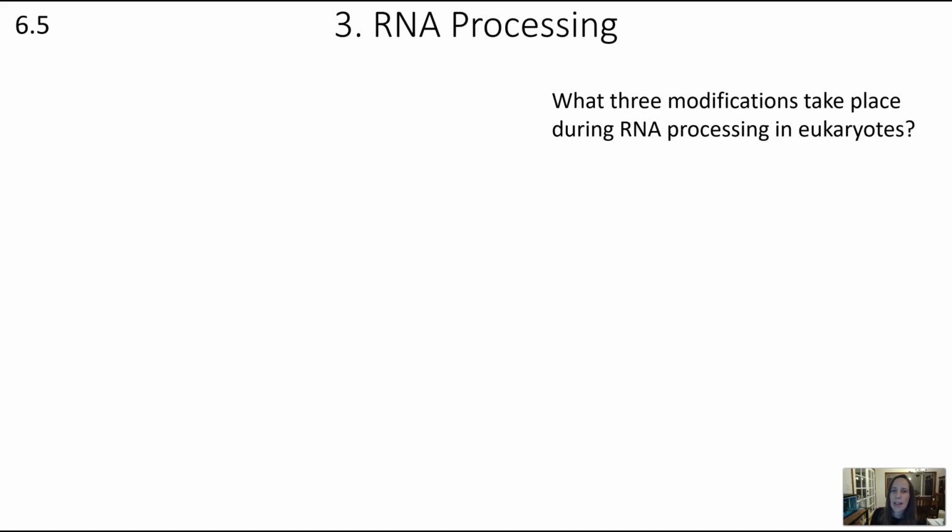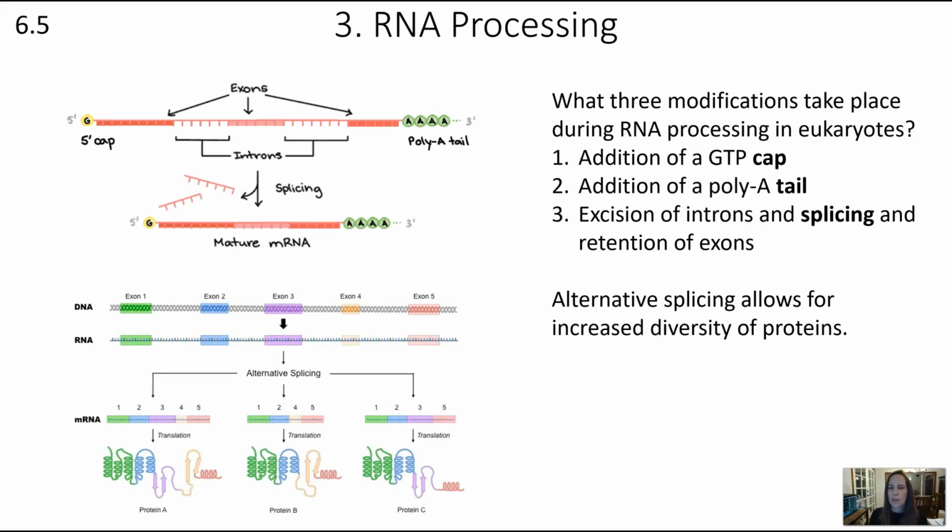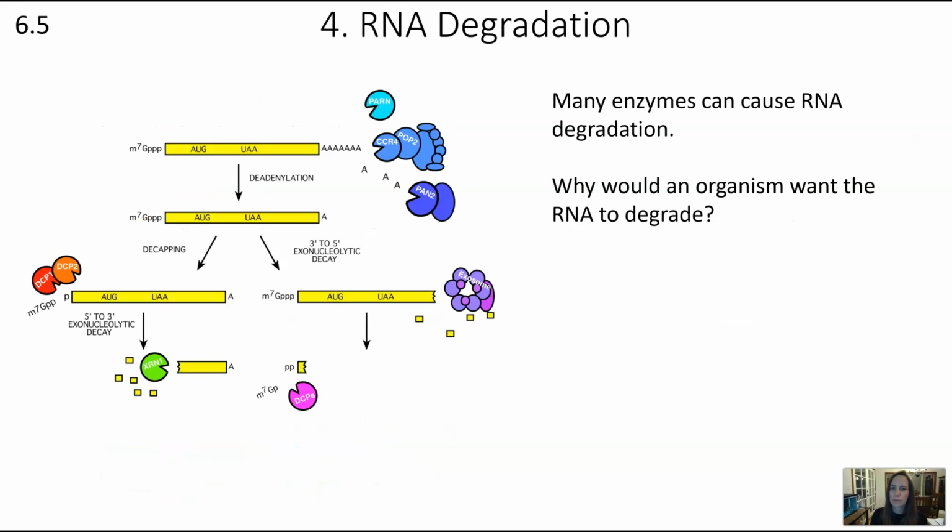All right, let's go on to the next step of eukaryotic gene regulation. So after transcription has happened, then we get an RNA molecule. Remember, in eukaryotes, one of the steps of transcription is RNA processing. Let's do a review. What are the 3 modifications that take place during RNA processing in eukaryotes? Those 3 processes are the addition of a cap, the addition of a tail, and splicing together of exons. So we cut out the introns and we keep the exons. And as a reminder, that process can happen in multiple ways. So alternative splicing allows for the increased diversity of proteins.